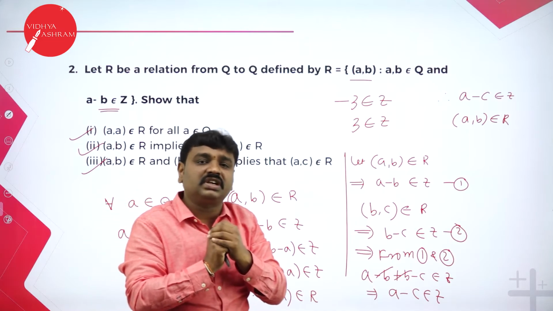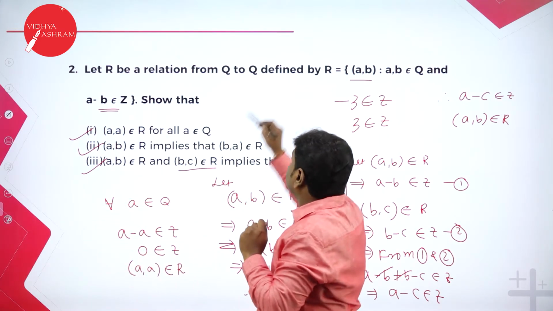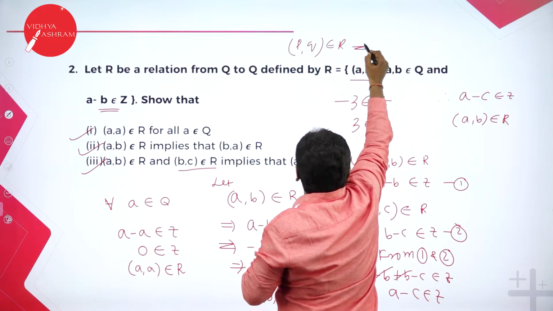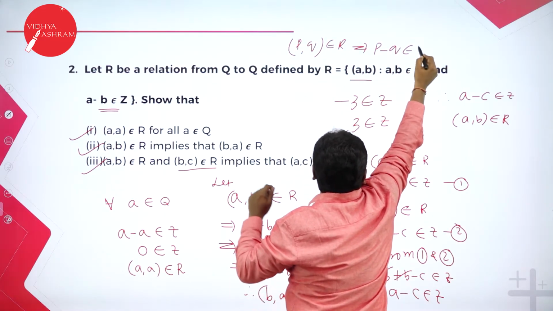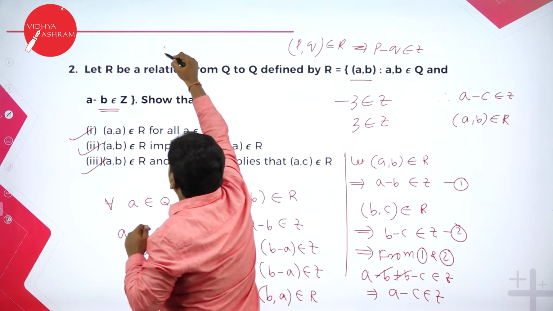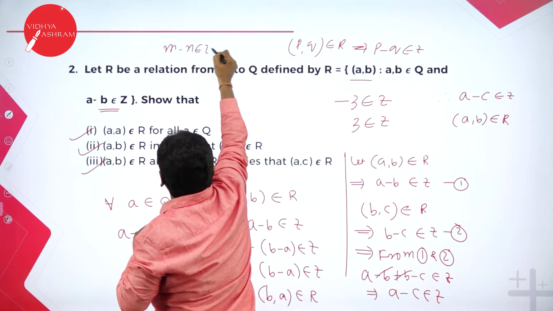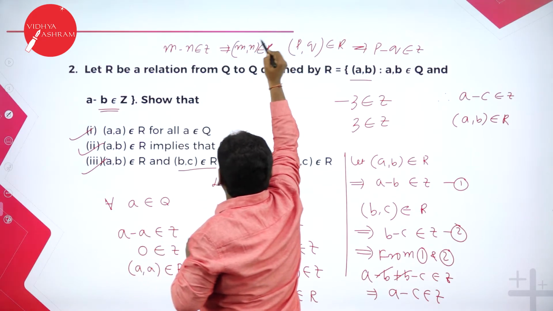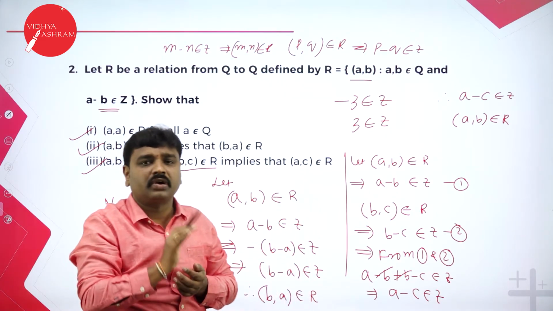If A minus B is an integer, then (A, B) belongs to R. Suppose (p, q) belongs to R, that implies p minus q is an integer, and vice versa. If m minus n is an integer, that implies (m, n) belongs to R. This is how it works. I hope all of you got this.